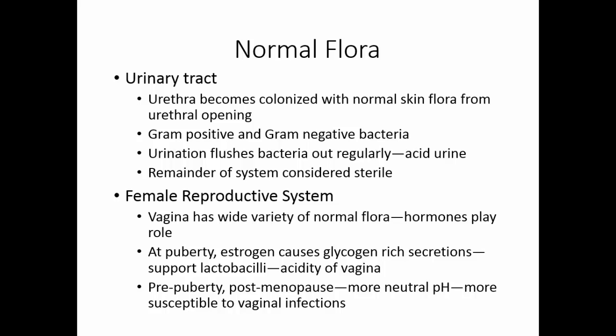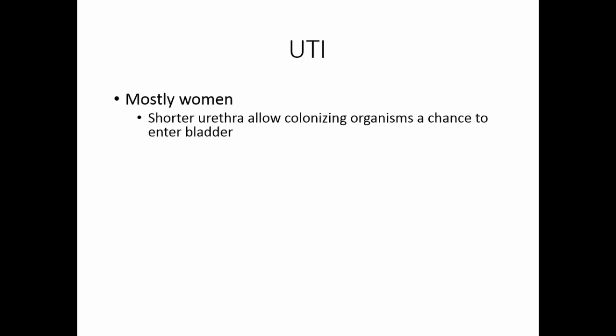In the male reproductive system, the urethra is also part of the reproductive system, so the flora of the urethra would be the only flora we would find in the male reproductive system. Urinary tract infections occur mostly in women. The shorter urethra allows colonizing organisms a greater chance to enter the bladder. Usually the organism is a gram-negative bacillus, with most of the cases being E. coli. Catheterization increases the risk for urinary tract infections in both males and females.